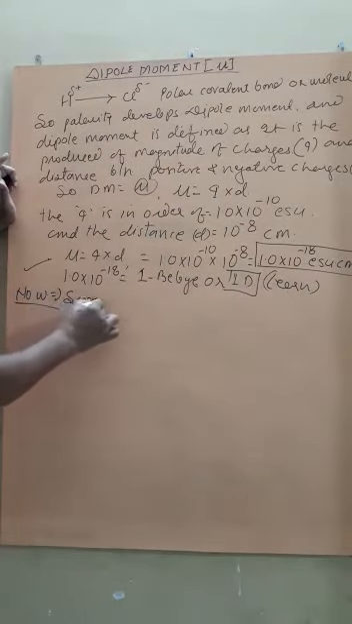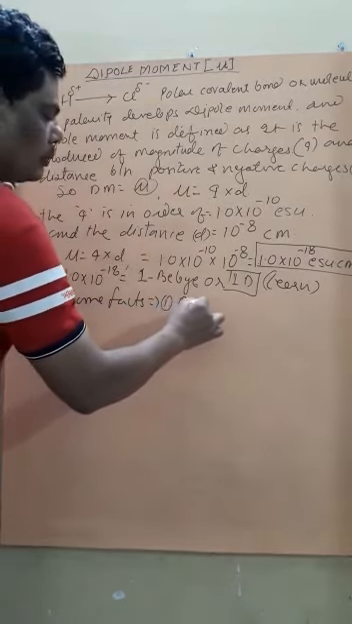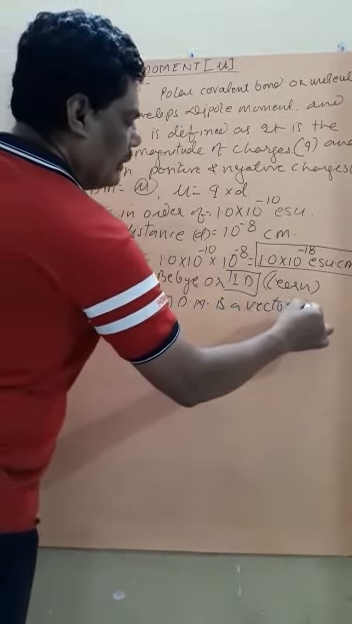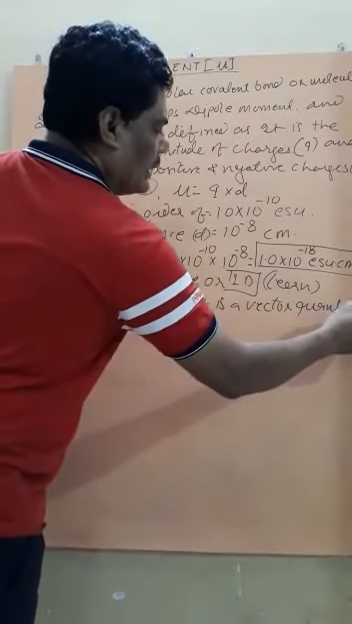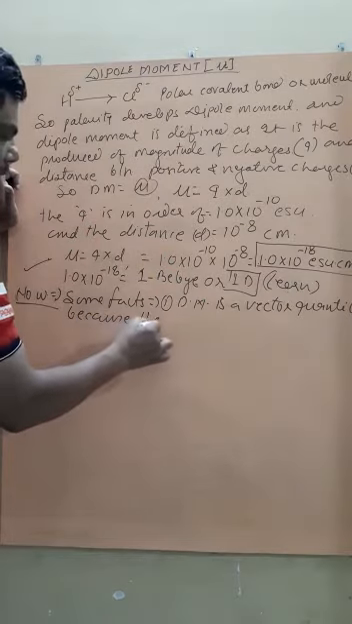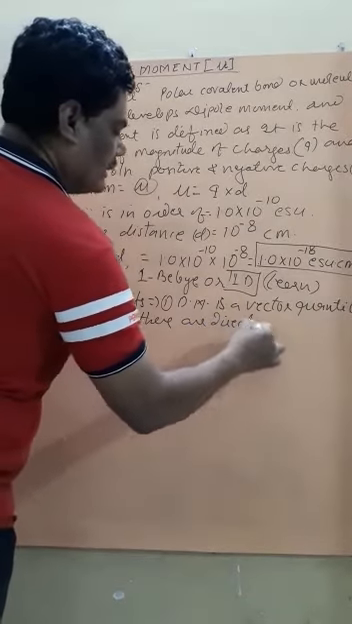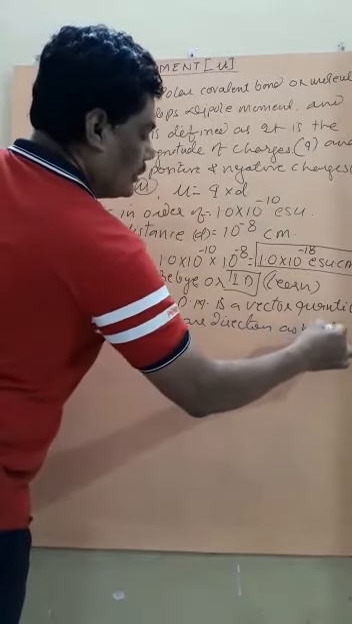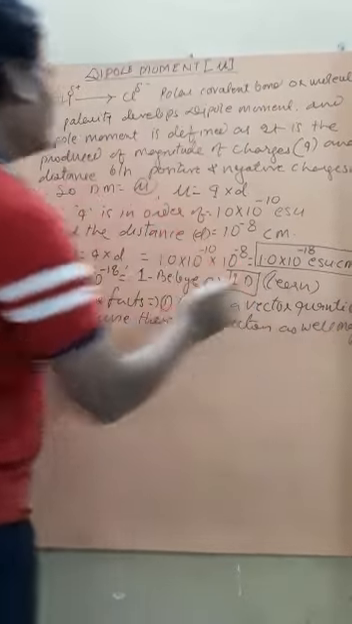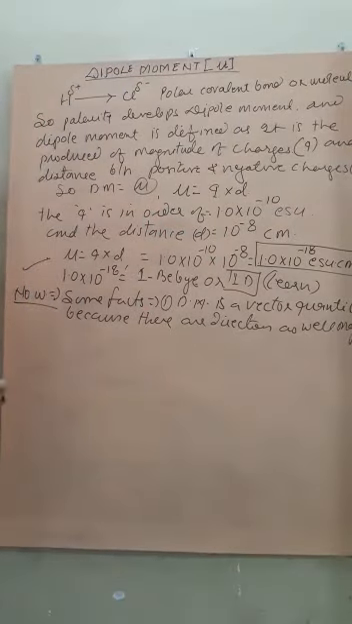Now some facts. Number one, dipole moment is a vector quantity. Why is it a vector quantity? Because there is direction as well as magnitude. Therefore it is a vector quantity. Look at here, there is a direction as well as magnitude.